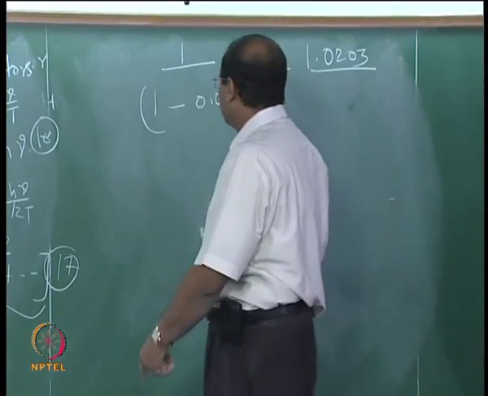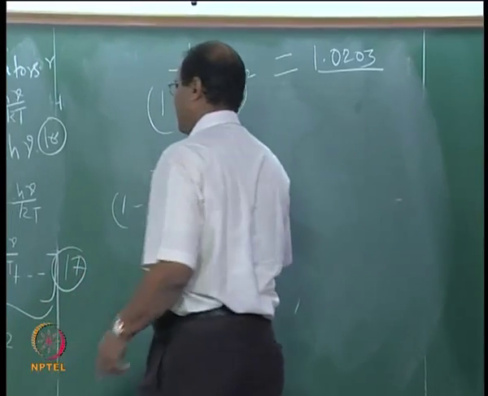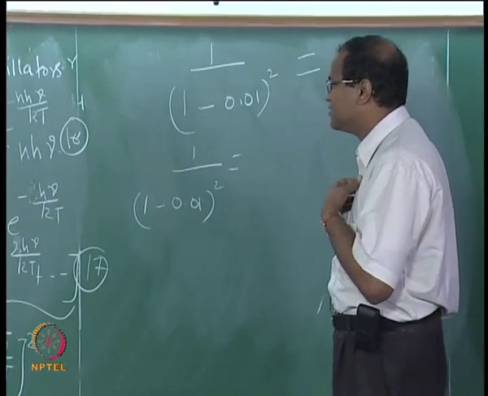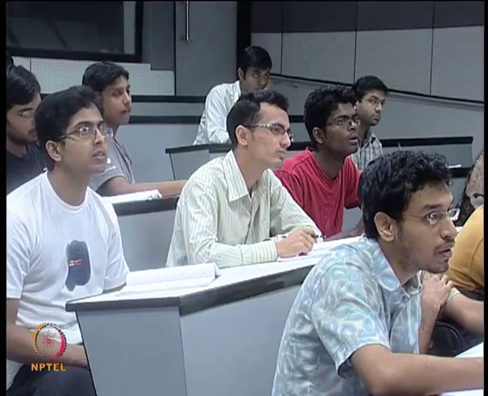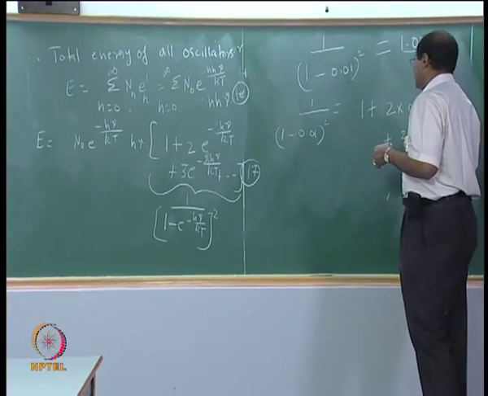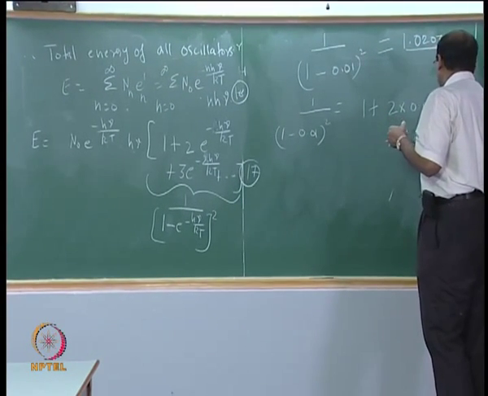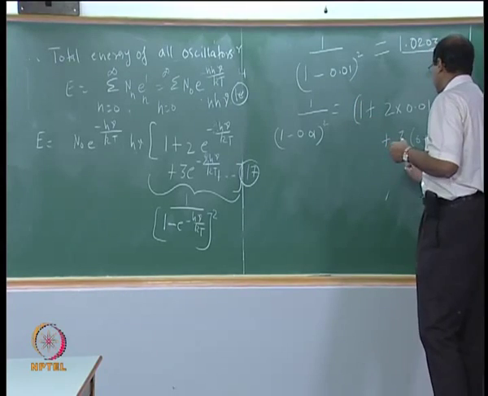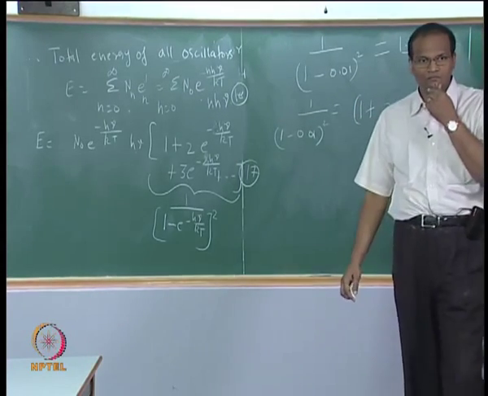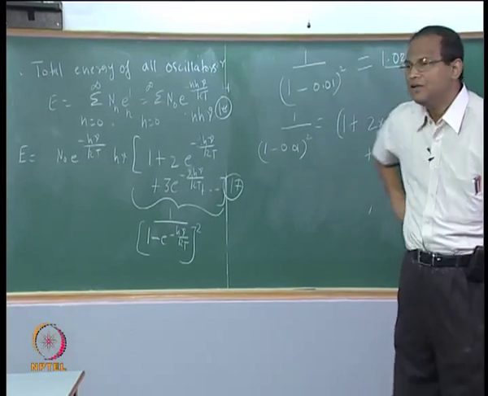Now we want to expand that, no? What I am claiming is that it is 1 plus 2 times 0.01, plus 3 times, yeah, what is this? Pradeep? Same.